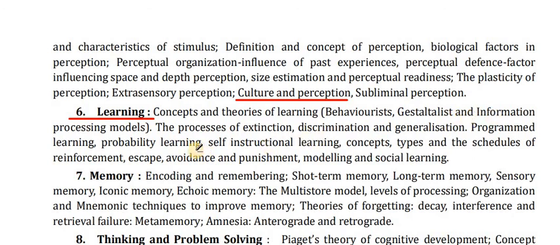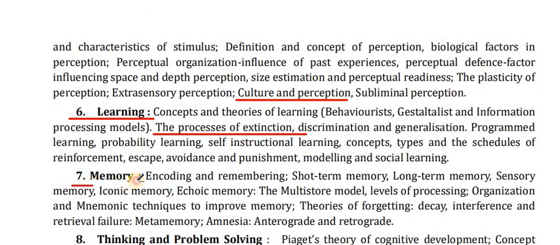Gestaltist and information processing models, the processes of extinction, discrimination and generalization, programmed learning, probability learning, self-instructional learning, concept learning, types and schedules of reinforcement, escape, avoidance and punishment, modeling and social learning.